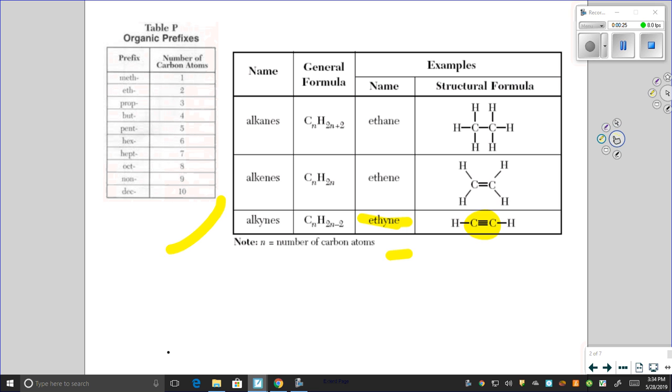The naming conventions still stand, where our prefixes determine the number of carbons in our main chain, but we need to have a way to tell where these special triple bonds are. So let's do an example.